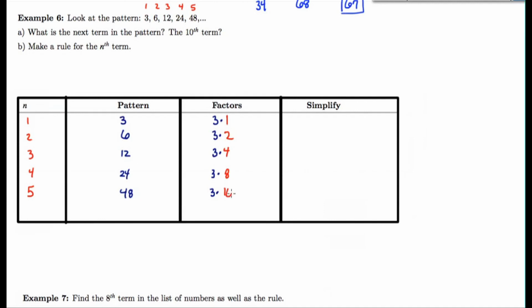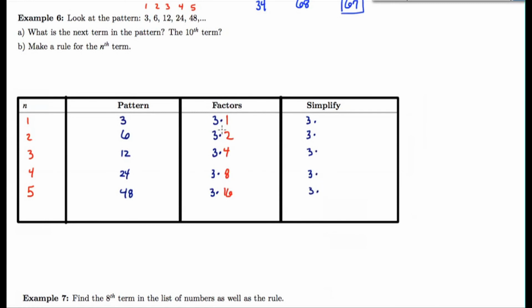16, right? 3 times 16 is 48. So how can we rewrite this? Okay, so we're using 3 for all of these. So I'm going to rewrite this out front: 3, 3, 3, all the way down, times. So how can we rewrite 1, 2, 4, 8, and 16?